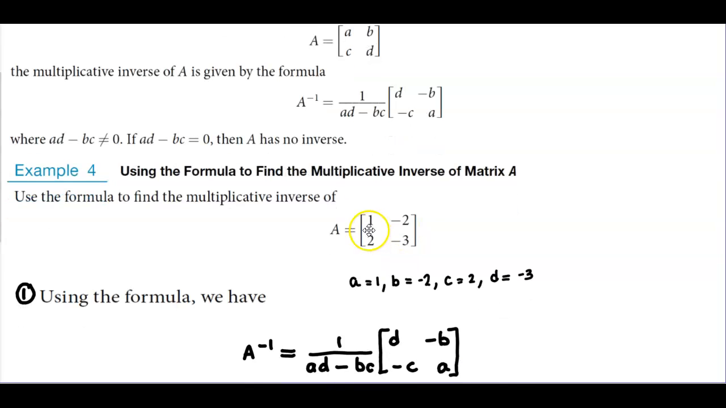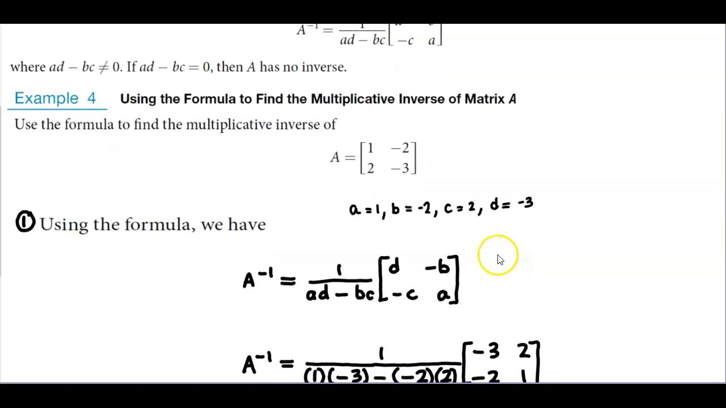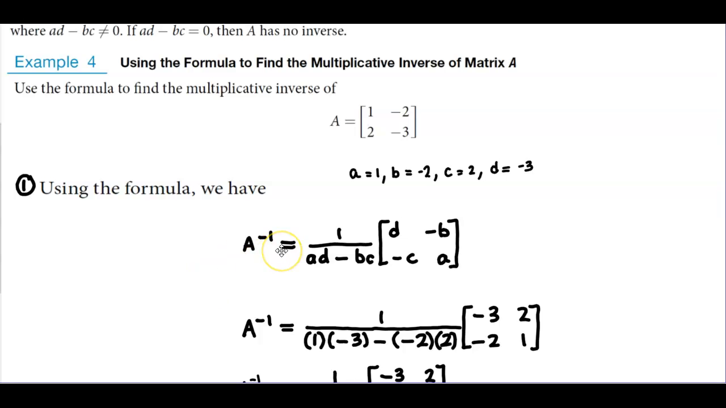So for example number 4, we're going to use the formula to find the multiplicative inverse of matrix A. So here's matrix A. And what we can see here is that a is equal to 1, b is negative 2, c is 2, and d is equal to negative 3. Now using the formula, we have the following. A inverse is going to equal 1 over ad minus bc, times the matrix d, negative b, negative c, a.